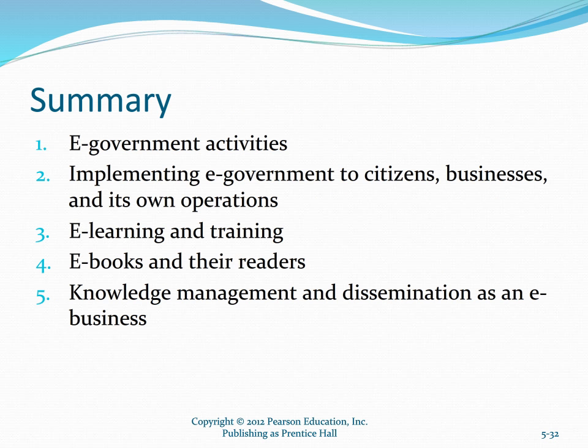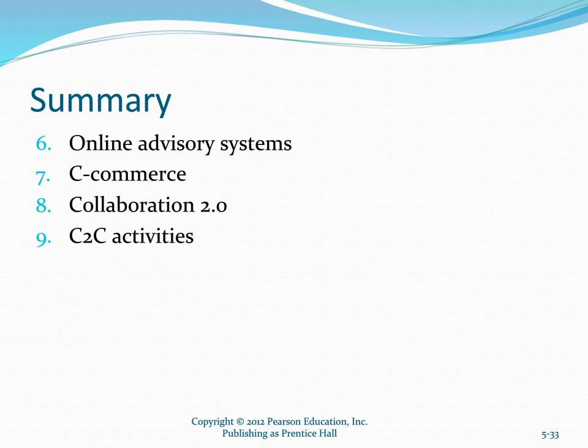So in summary, this chapter talked about e-government activities. We talked about implementing e-government to citizens, businesses, and its own operations. We talked about e-learning, e-training, e-books, and some of the different types of readers. We talked about knowledge management and disseminating knowledge as an e-business. We talked about online advisory systems like WebMD. We talked about collaborative commerce and collaboration 2.0. And then the chapter finished up with C2C, or consumer-to-consumer, activities. This concludes Chapter 5, Innovative E-Commerce Systems from E-Government to E-Learning, Collaborative Commerce, and C2C Commerce.